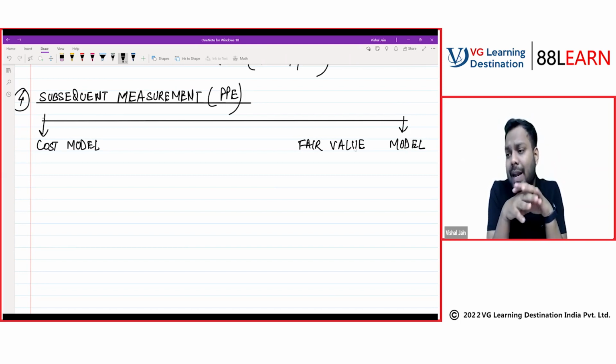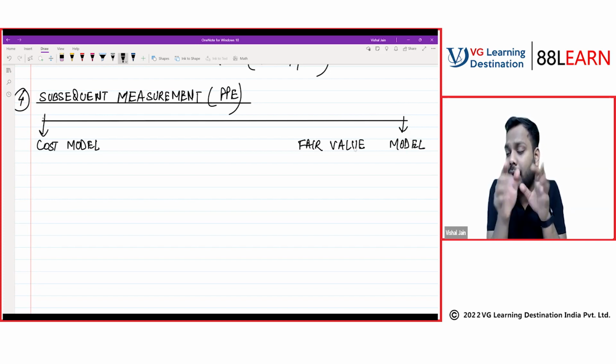The cost is 90,000 for this studio. But if I purchase a studio of this type again today, it will cost me 96,000. So 96,000 is the fair value. Now I have to select whether I want to record at 90,000 or at 96,000. If I record at 90,000, that's my cost model. If I record at 96,000, that's the fair value model.